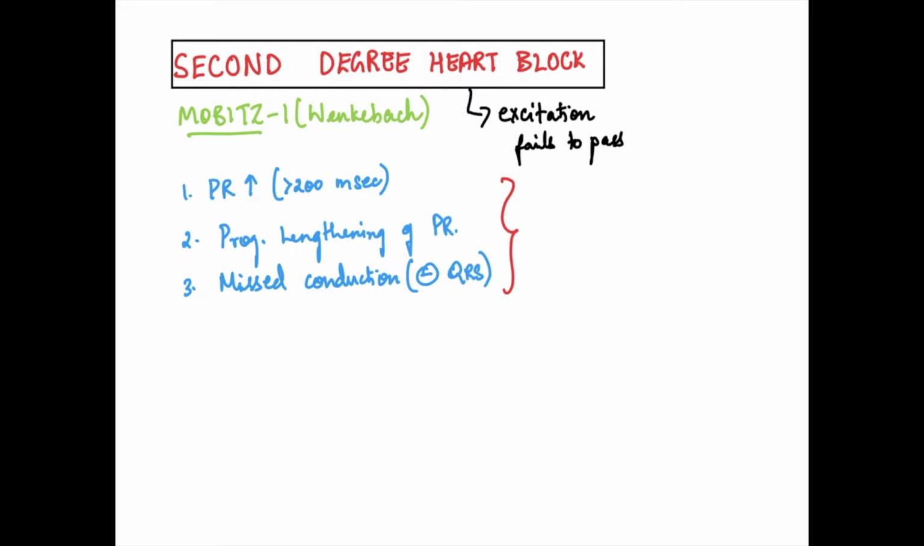So these three things will confirm the diagnosis of second degree heart block: the PR interval is more than 200 milliseconds, along with progressive lengthening of the PR interval, and missed conduction. So these three will give you the diagnosis of second degree heart block. As soon as you see these three things, you should be sure that you are dealing with Mobitz type 1 second degree heart block.